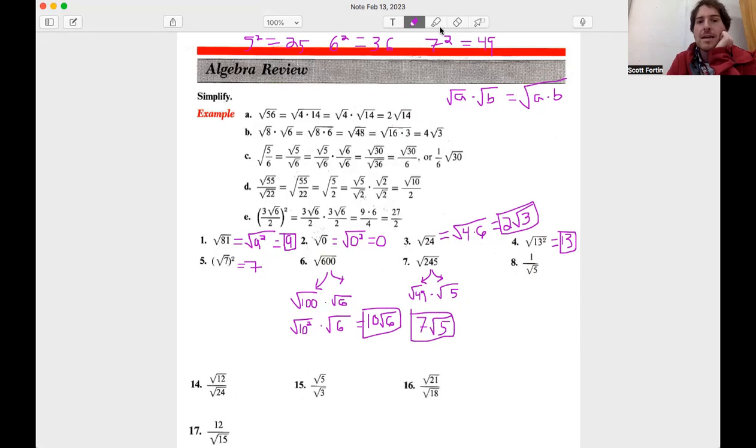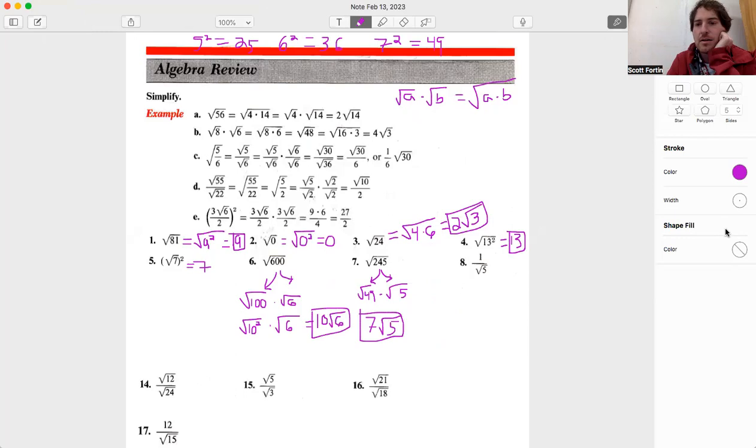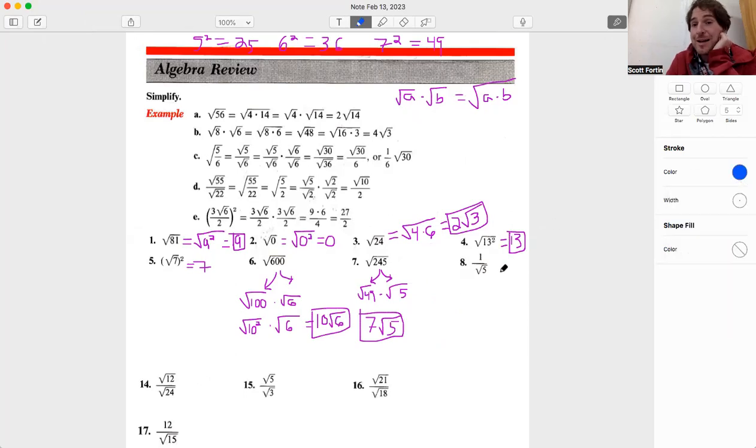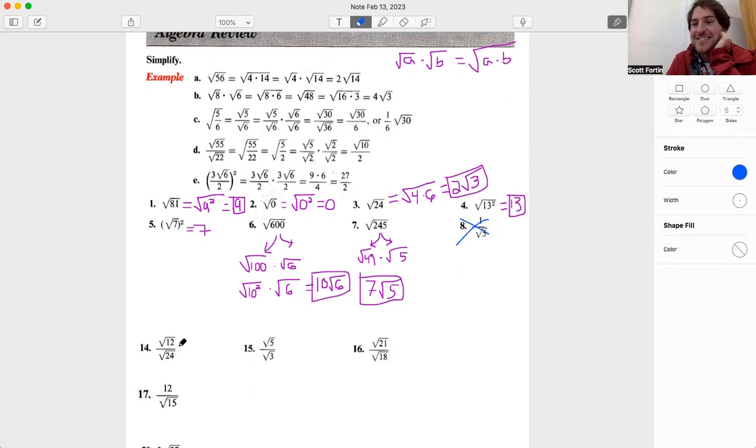Okay, so now we got into something called rationalizing the denominator. Rationalize the denominator. Here is, we did this one in class, actually. We can skip that one. Okay, here, yes, a little more harder.